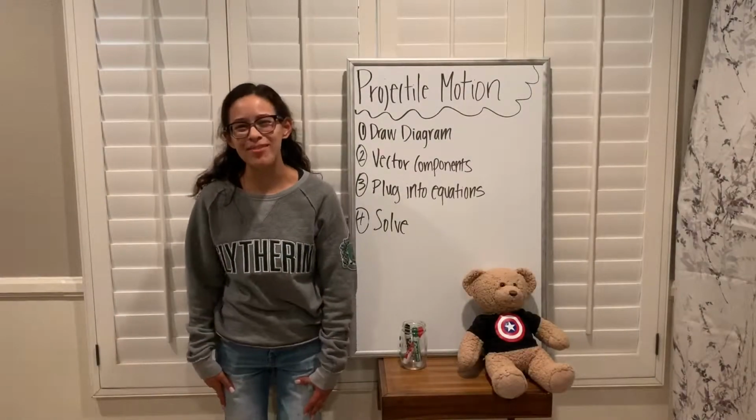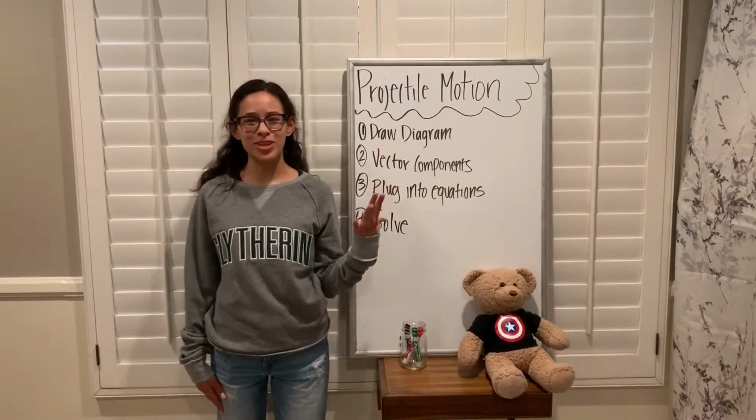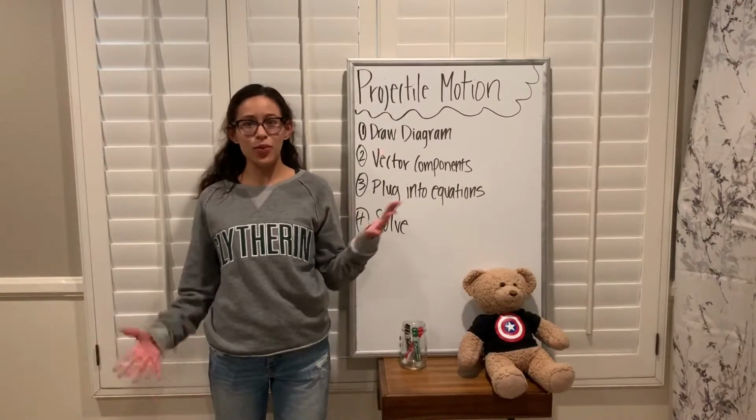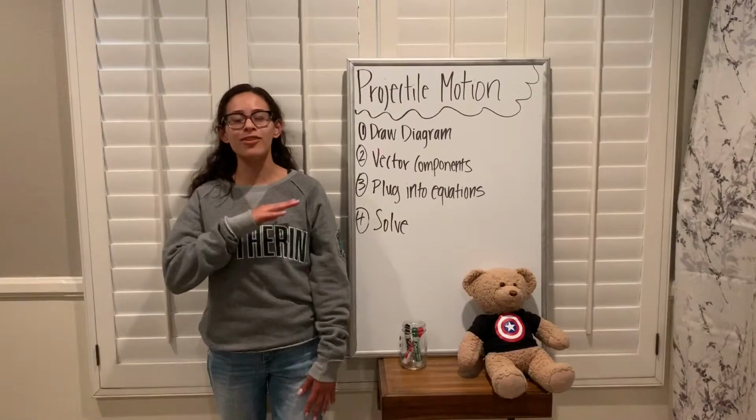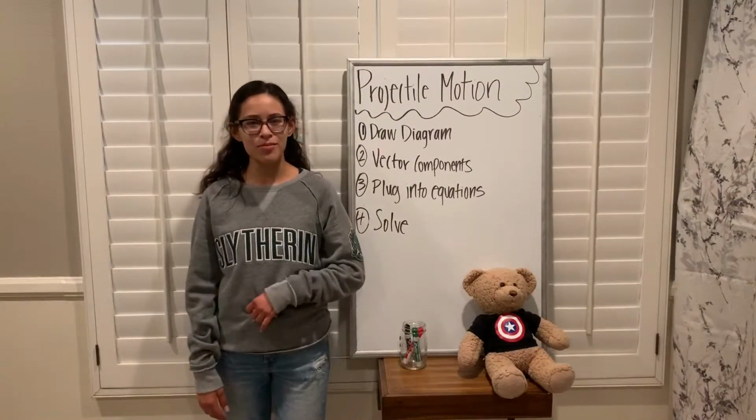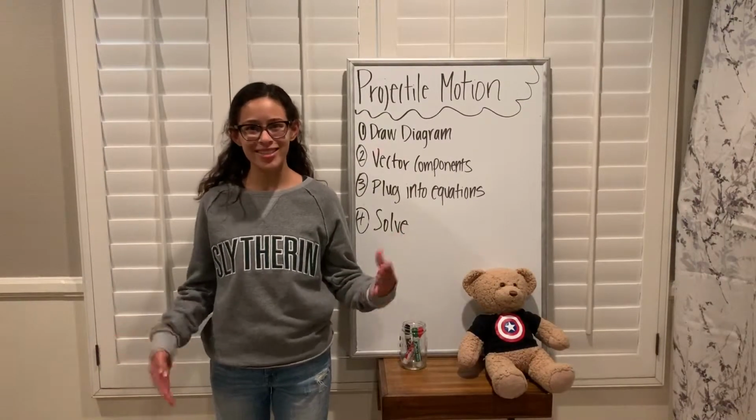Hello, and welcome to my video. Today I'm going to be talking about projectile motion. But first, what is a projectile? A projectile is basically any object thrown at an angle above a horizontal. For example, Captain America's shield.